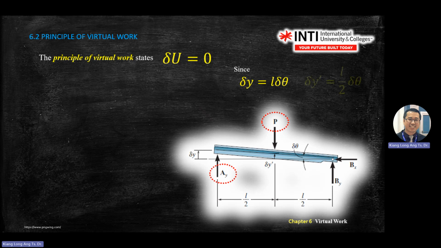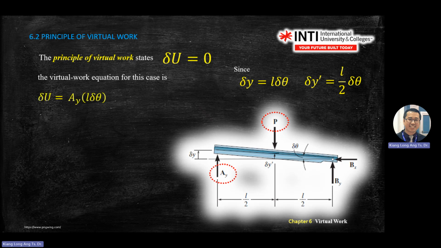S equals R theta. What about delta y prime? Delta y prime is also the same, but this one, the length is half L. So this is S, this is R, this is theta. So S equals R theta. Okay, so your R is half L, and your theta is delta theta. Now you have the distance, the vector distance. Then you put it in the virtual work equation.